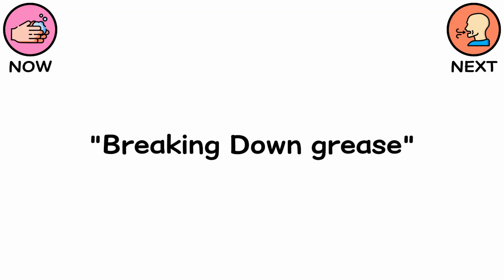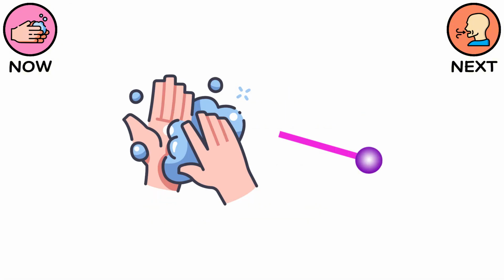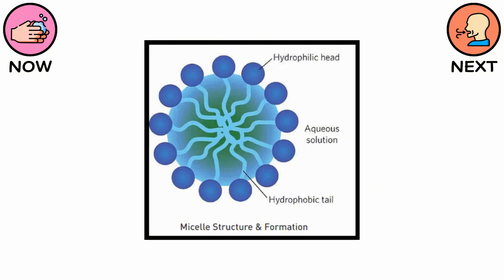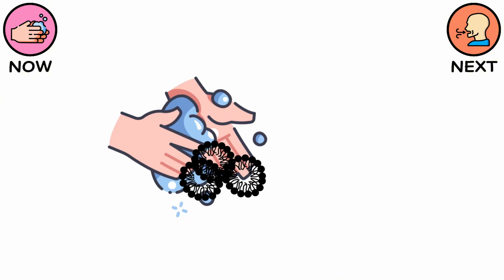Soap and water. Breaking down grease. Soap molecules have two ends, one that loves water, the hydrophilic head, and one that hates water but sticks to grease, the hydrophobic tail. When you wash your hands, the tails attach to oils, dirt, and germs. The heads stay in the water. Together, they form tiny bubbles called micelles that trap the grime inside. When you rinse, the micelles, along with the trapped dirt and germs, get washed away.